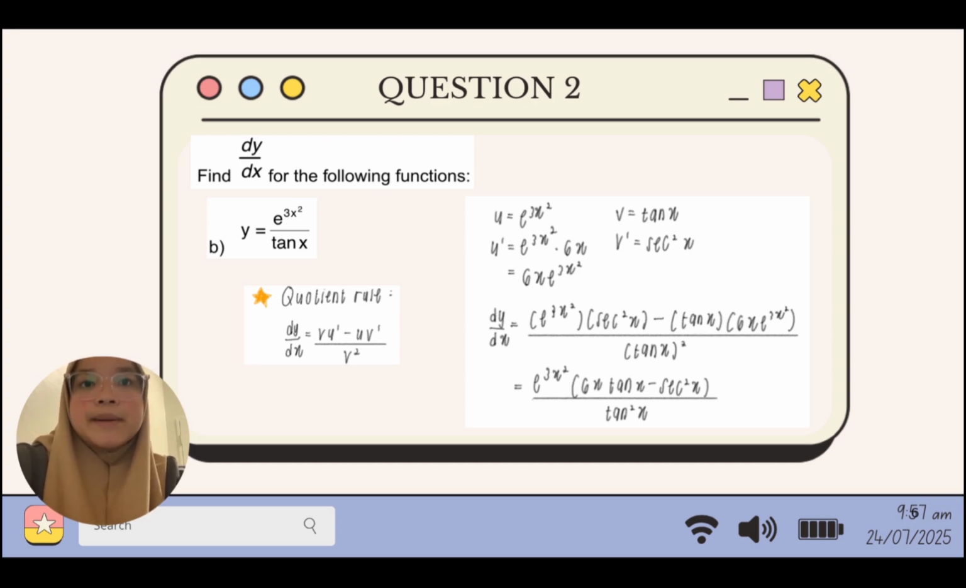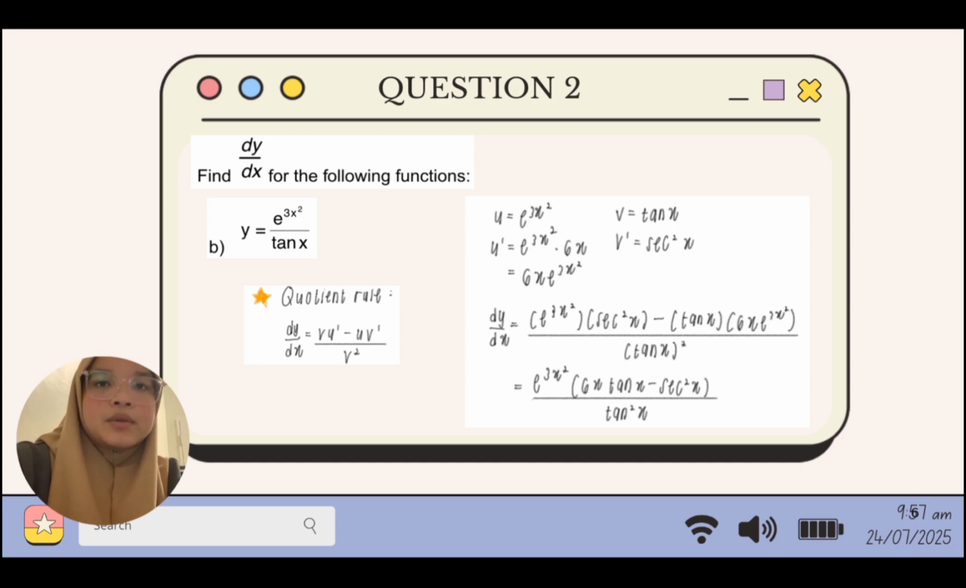First, we find u prime. We know that u is equal to e to the power of 3x squared. So we need to differentiate the exponential. For differentiating the exponential, we first write back e to the power of 3x squared. Then we multiply by the derivative of the inner function, which is 3x squared. We differentiate, we got 6x. Then we multiply the two functions, we got 6x e to the power of 3x squared.